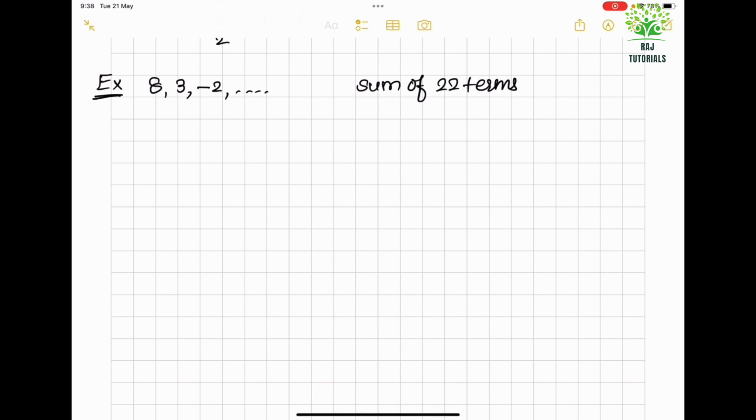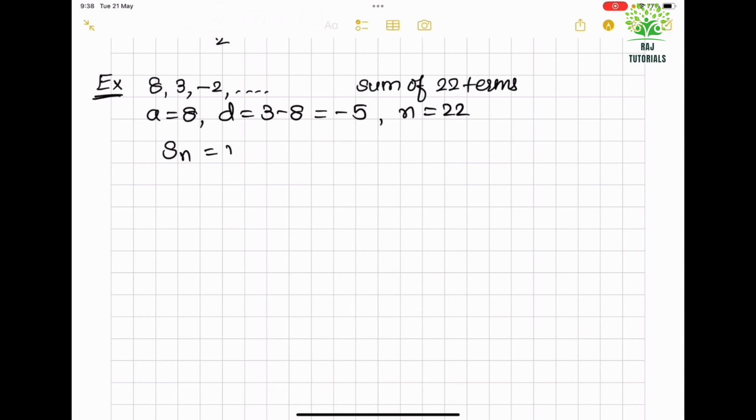Let's see some examples related with that. First, I am given an AP 8, 3, minus 2, and so on. And he has asked me the sum of 22 terms. So, here A is 8, D will be 3 minus 8, that is minus 5, and N is 22.